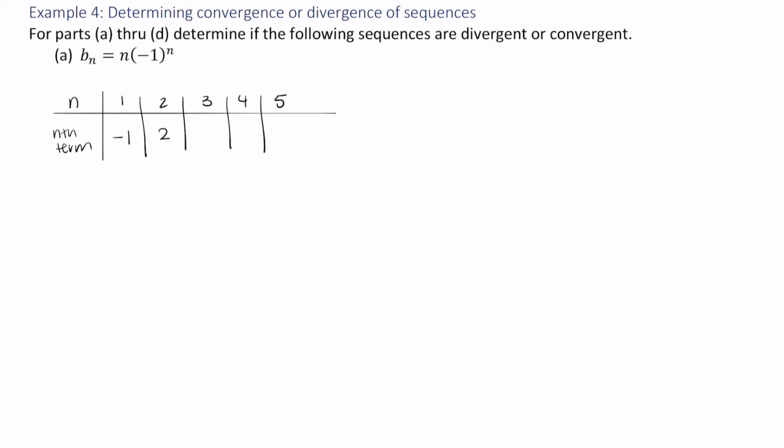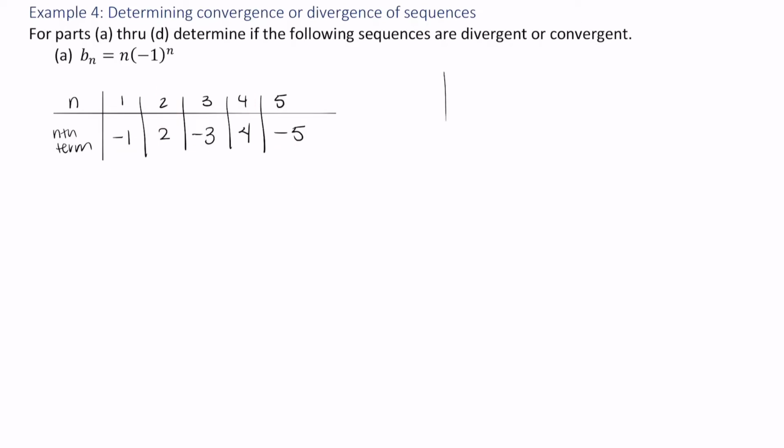If n equals 3, we end up with 3, and then a -3 because of the power. Are you starting to see the pattern here? For n equals 4, we have 4, and n equals 5, we have -5. And this continues. When n equals 6, we'll have a positive 6. When n equals 7, we'll have a -7. So it looks like the terms are oscillating back and forth between negative values and positive values.